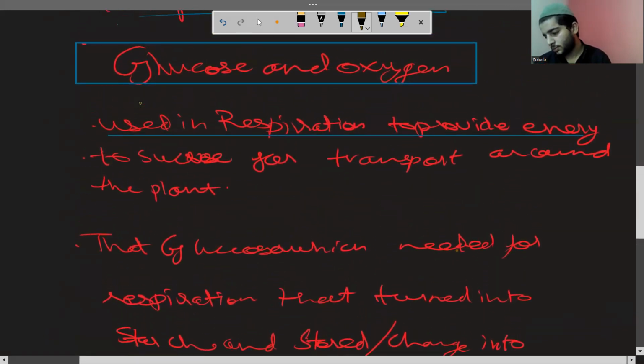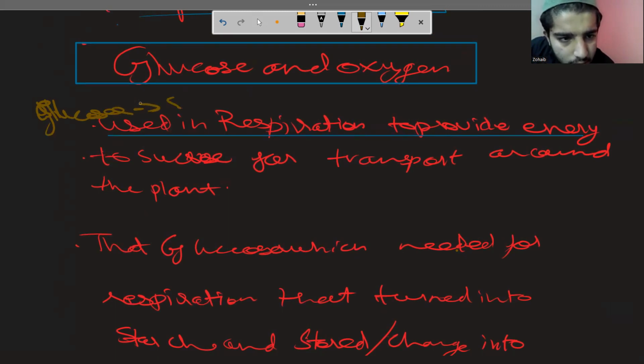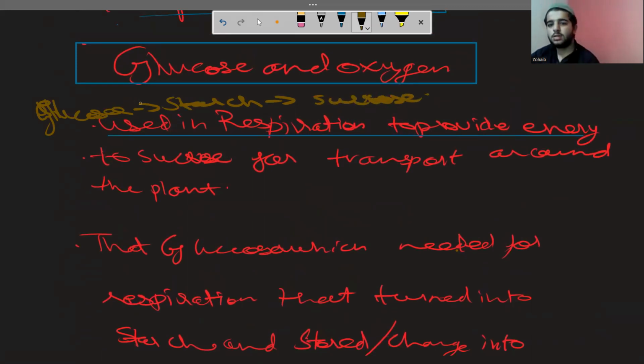So the excess glucose is turned into starch. And then that starch is turned into sucrose. You got it? So first it's glucose, then it is turned to starch, then it is turned to sucrose. Sucrose.